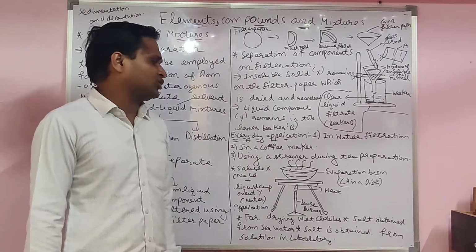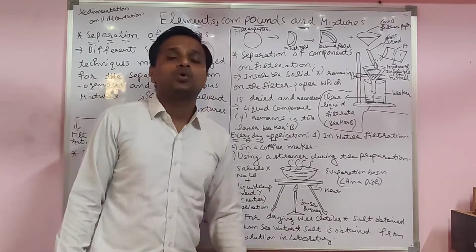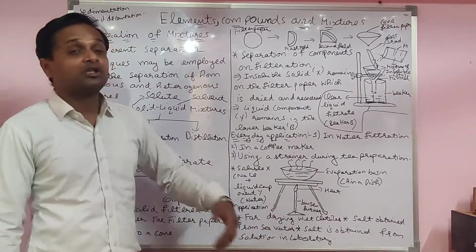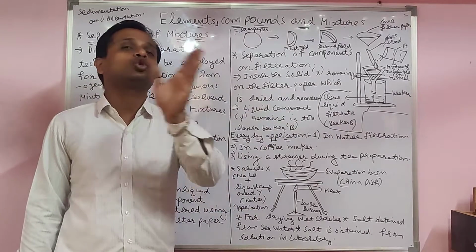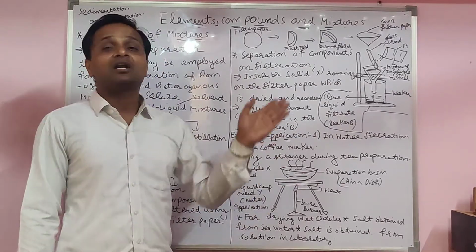Another method we have to discuss is evaporation. This is also used for soluble substances. So X, for example, is soluble in Y, a solid. Sugar in water.